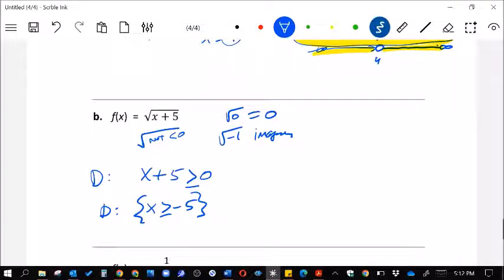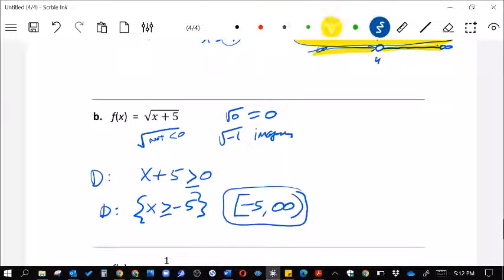But what I want is to put it in interval notation. And we're basically going from negative 5 to infinity. So this is the way that we would show it. So those are all the possible numbers that could be used that make that correct. So -5, -4, -3, good. -6 is not.